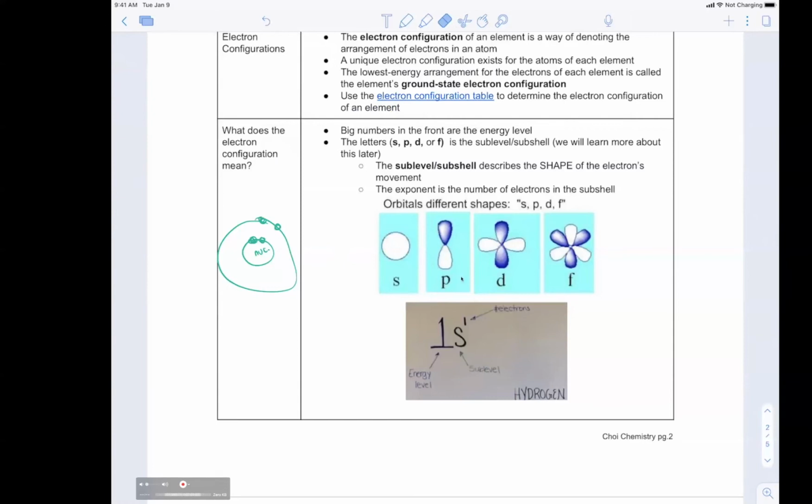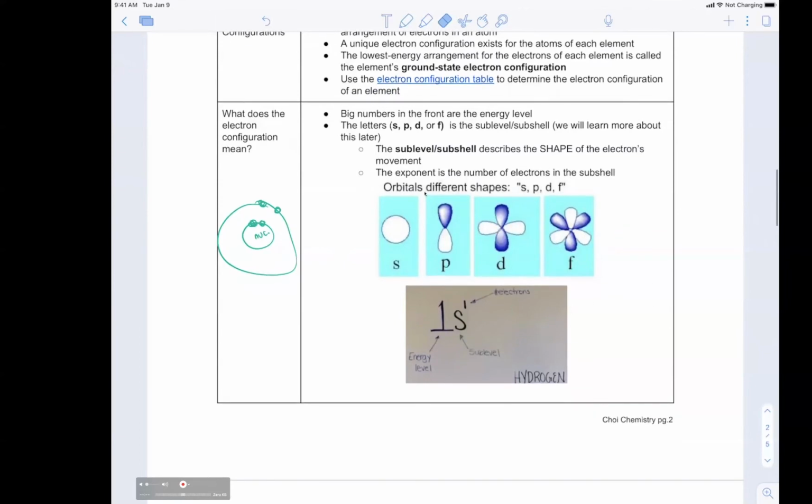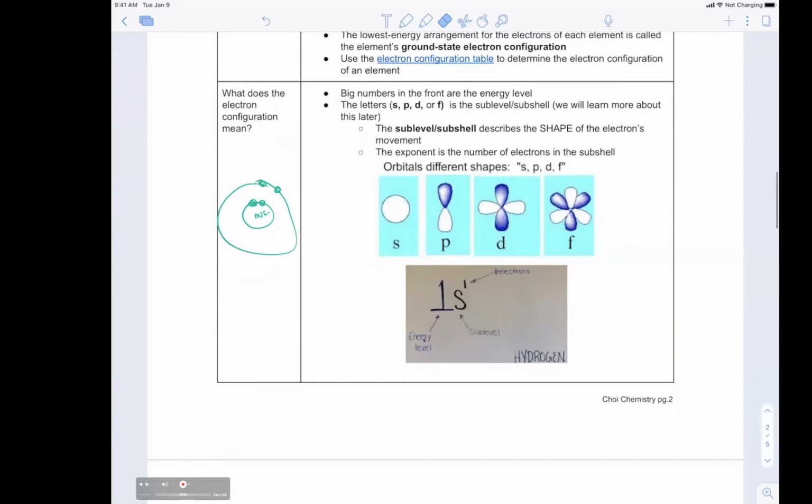And then if you have an electron in the P sublevel, it'll move in this dumbbell-looking shape. If you have an electron in the D sublevel, it'll move in this weird pattern. And then the F sublevel moves in this crazy-looking flower pattern. Okay, so again, the sublevels basically describe the shape of the electron's movement. So using the electron configuration, you can figure out what energy level the electron is in and the shape of the electron's movement.